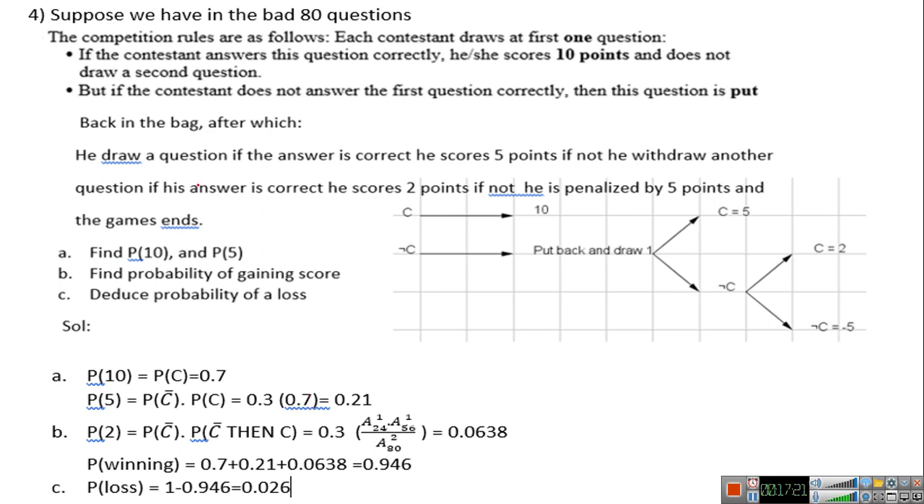In the same problem, now we had how many questions? 80. So we said that P of C was 0.7, so it means we have 56 correct questions, 56 correct, and we have 24 wrong.